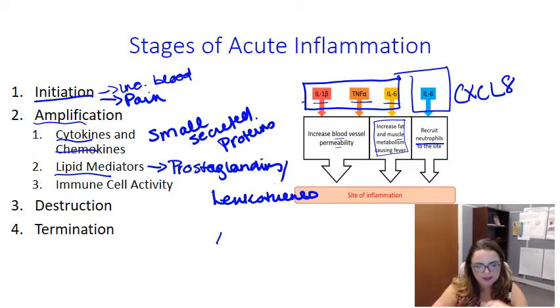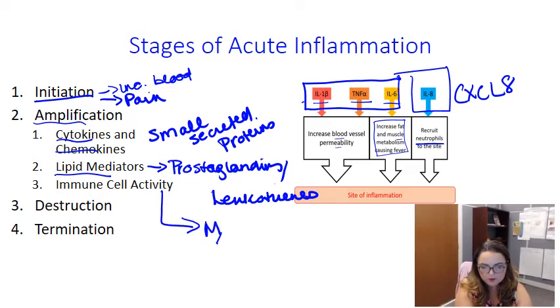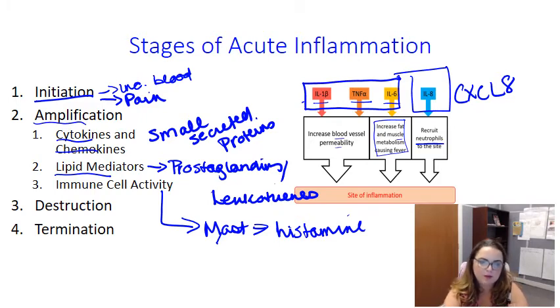Immune cell activity. So once we've got these things, cytokines, chemokines, lipid mediators in the area, we need to actually respond to them. So mast cells in particular will release their own granules, which will contain things like histamine, which we already talked about as being very, very pro-inflammatory. Same with basophils in the tissue. They can also produce cytokines and chemokines, which will further amplify the inflammatory response.